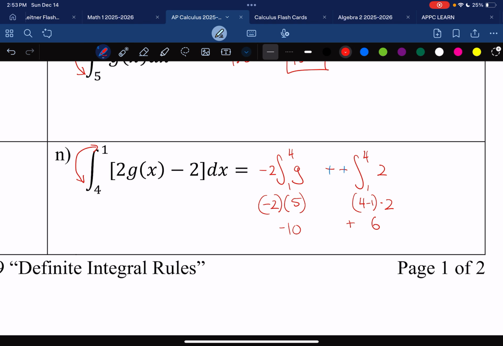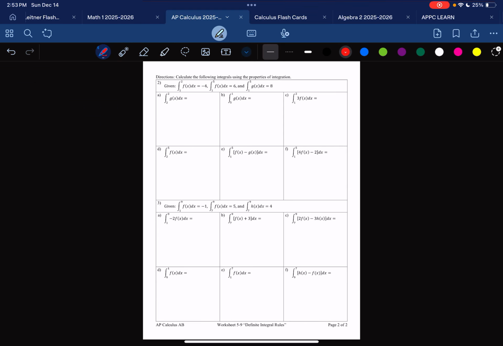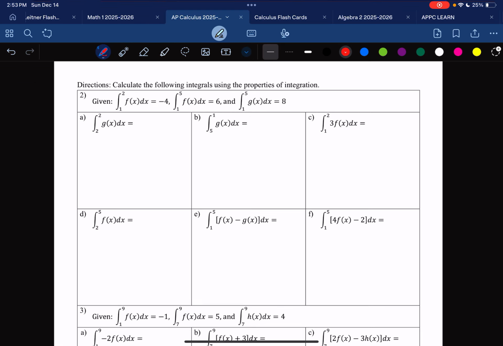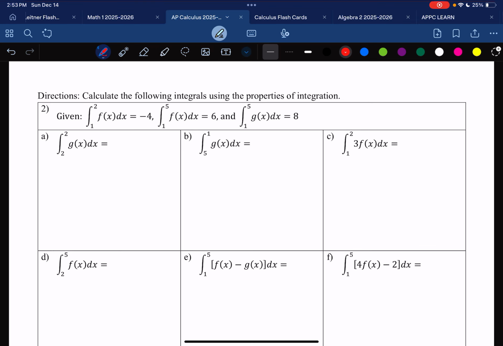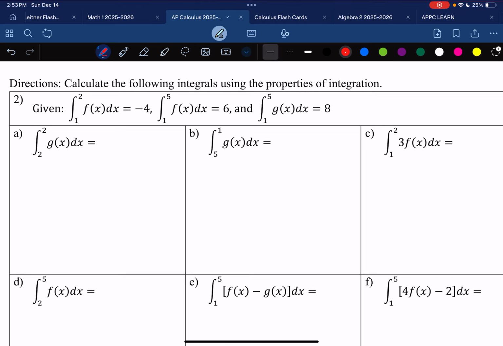That's going to be a negative 10, and negative 10 plus 6 is a negative 4 for our final answer. Done with the first page, on to the second. All right, so these are much, much more typical, although both problems will show up on the AP test.